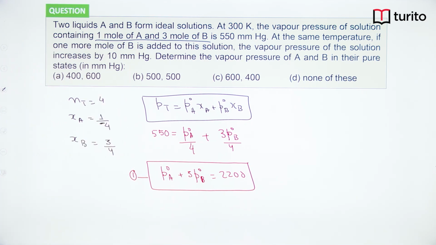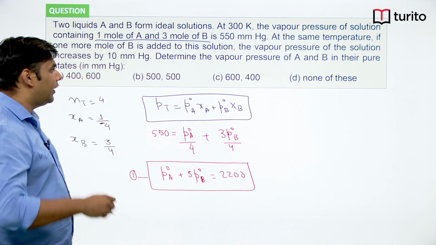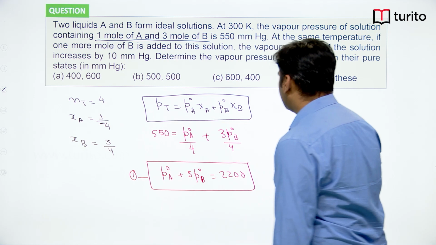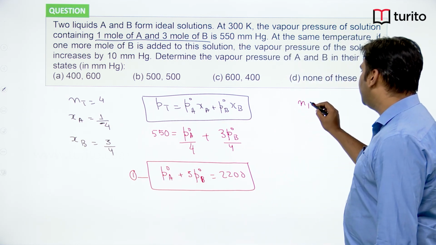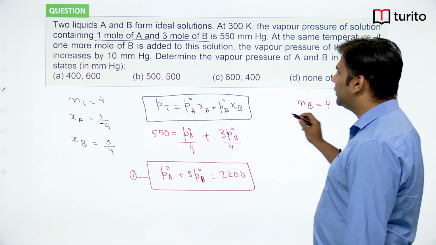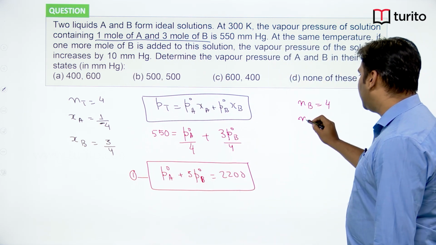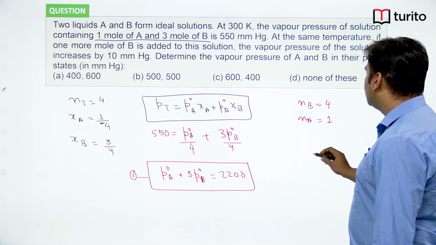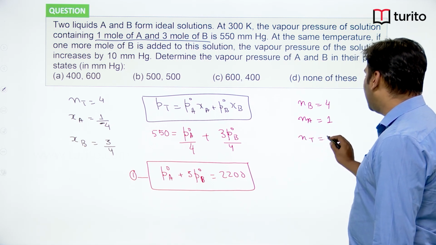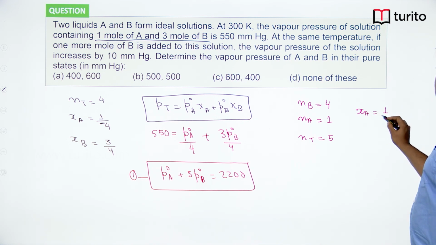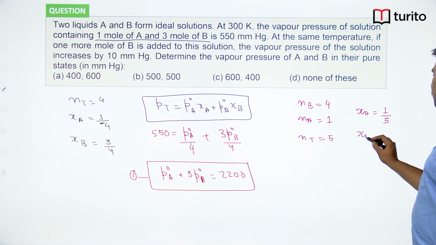Okay, now I am saying that at the same temperature, 1 mole of B is added. Now if we add 1 mole of B, the number of moles of B becomes 4, because there were already 3 moles of B, and the number of moles of A remains the same, that is 1. So the total moles would become 5. So mole fraction of A in this case would be moles of A upon total moles, and mole fraction of B would be moles of B upon total moles.